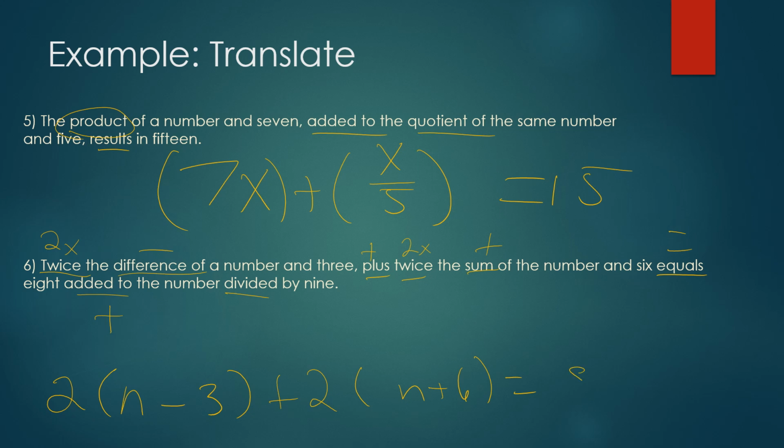Okay? 8 added to the number divided by 9. Since there are no commas, we can't separate this using parentheses. So we're just going to write it as is. 8 added to the number divided by 9. If we had said 8 equals 8, comma, added to the number divided by 9, we might have to use parentheses. If we said 8 added to the quotient of a number and 9, we would definitely have to write it in parentheses. Otherwise, that would be our answer.